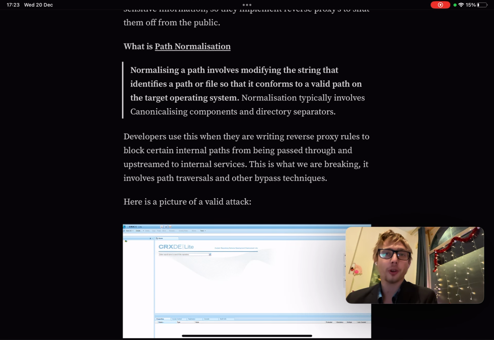What is path normalization? Normalizing a path involves modifying the string that identifies a path or file so that it conforms to a valid path on the target operating system. Normalization typically involves canonizing components and directory separators. Developers use this when they are writing reverse proxy rules to block certain internal paths from being passed through and upstreamed to the internal services. This is what we are breaking. It involves path reversal and other bypass techniques.